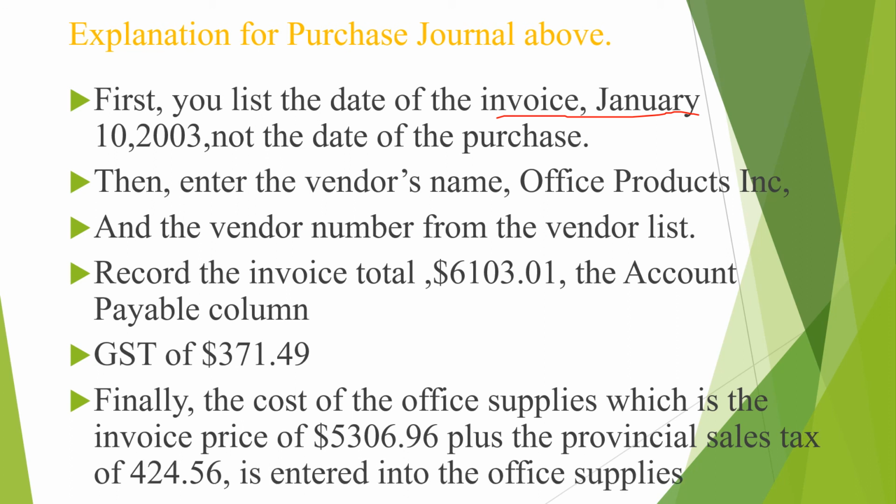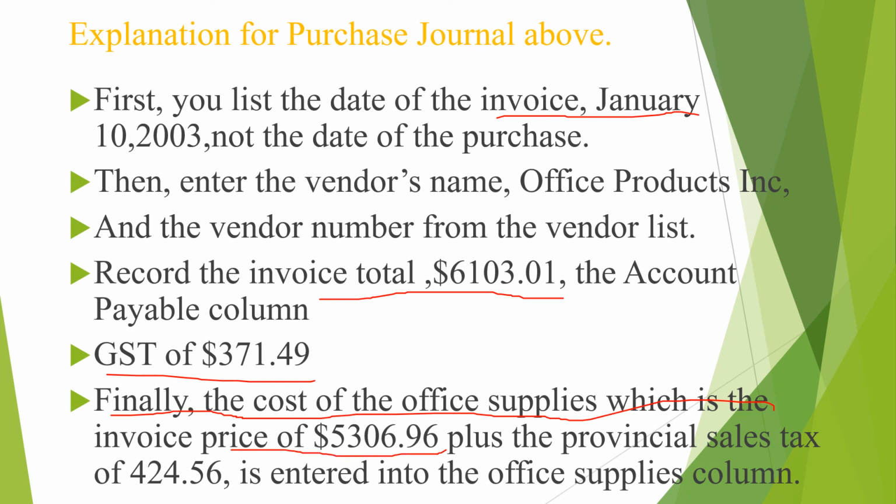Record the invoice total of 6103 in the accounts payable column, and then you can record the GST. Finally, you record the cost of office supply, which will be 5,306 plus the provincial sales tax. The amount of this is entered into the office supply column.